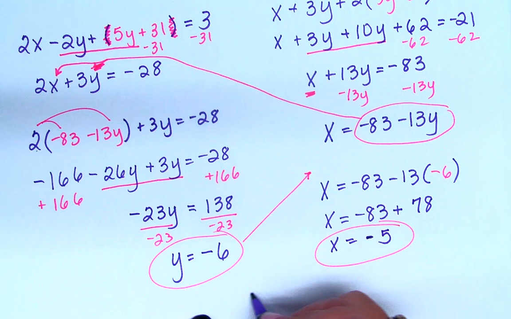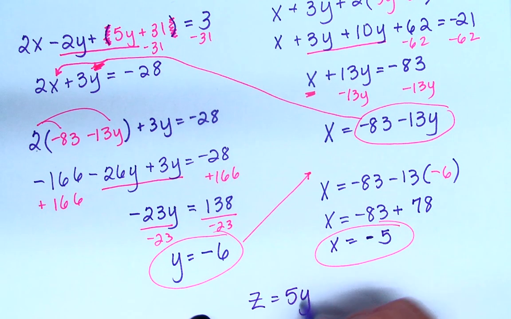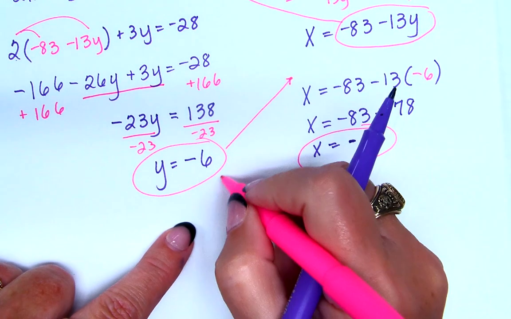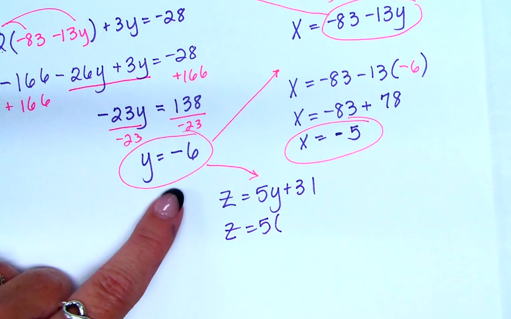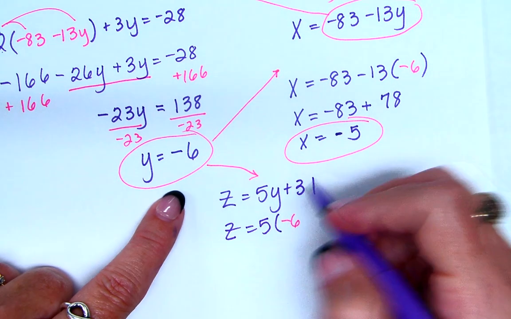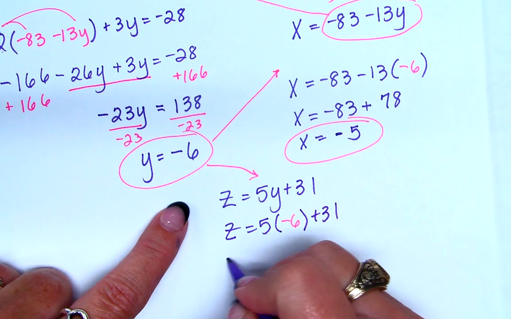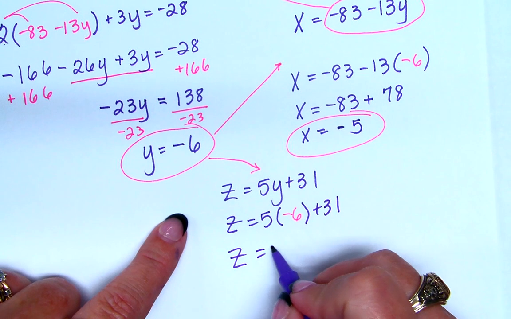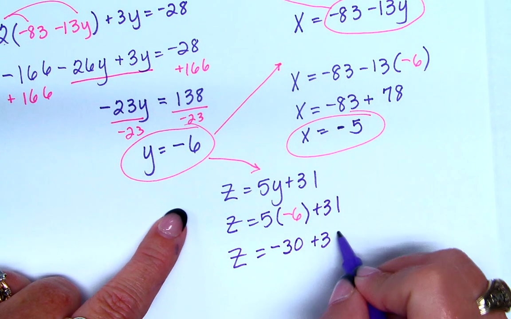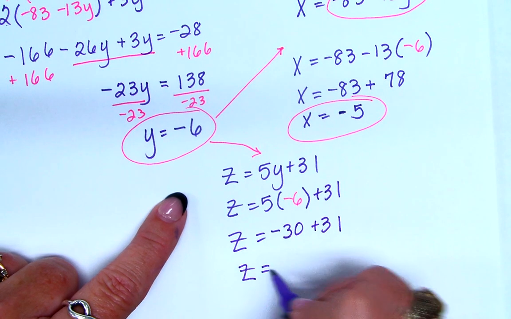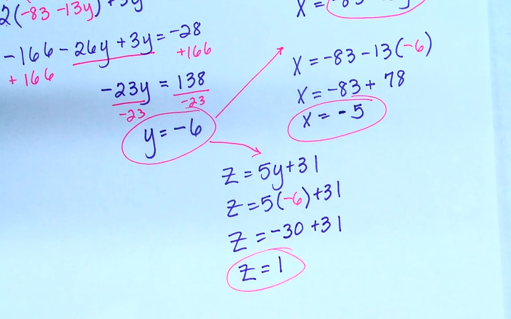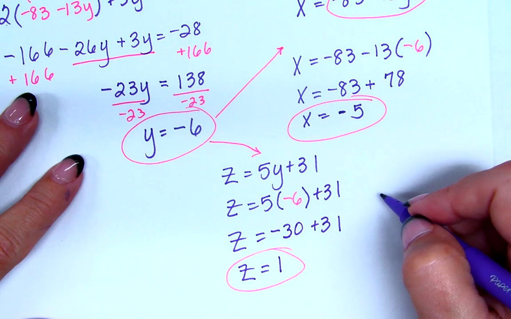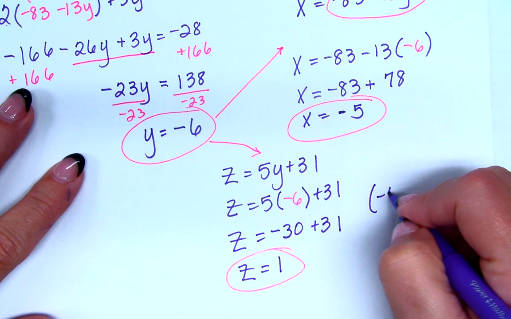z was defined as 5y plus 31. So if I take the y and put it right there, z equals 5 times negative 6 plus 31. So z equals negative 30 plus 31. So what does z equal? 1. So what's my answer? Negative 5, negative 6, 1.